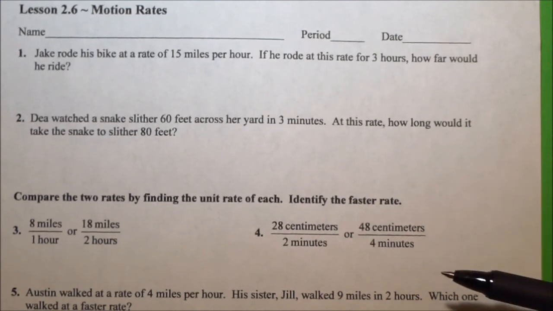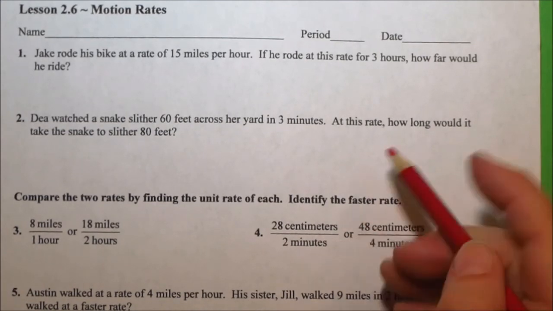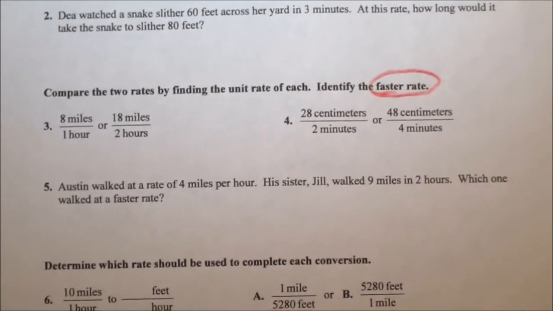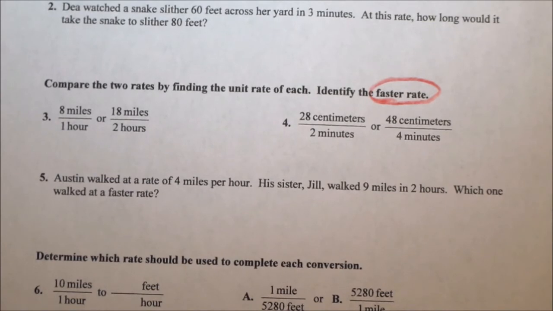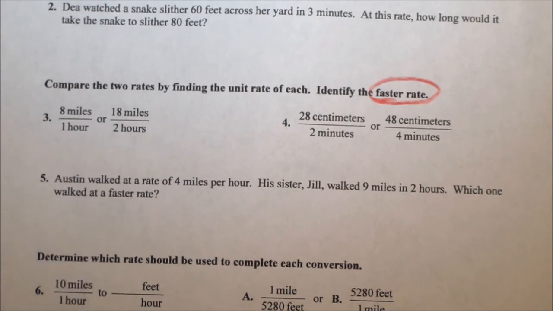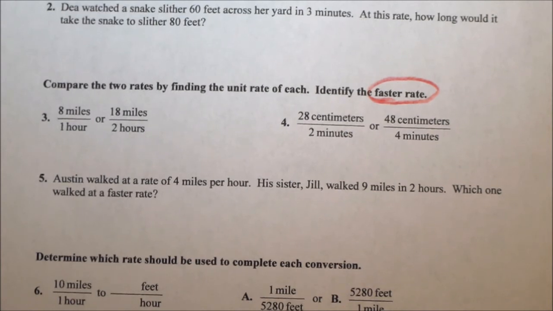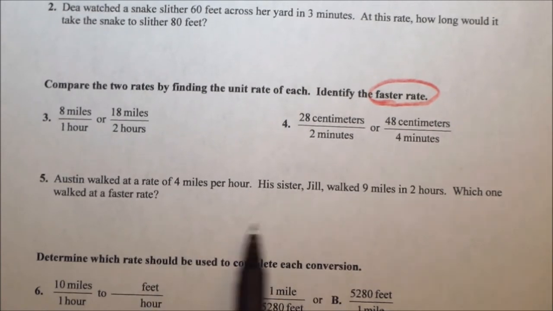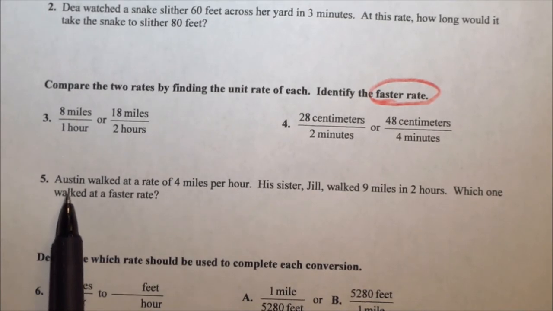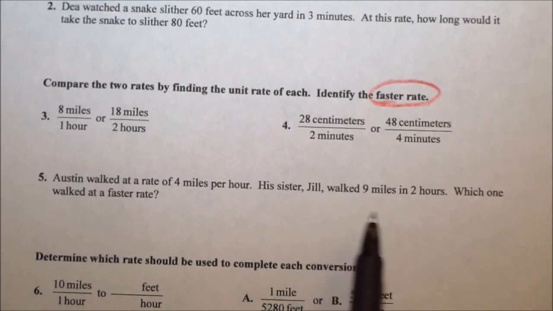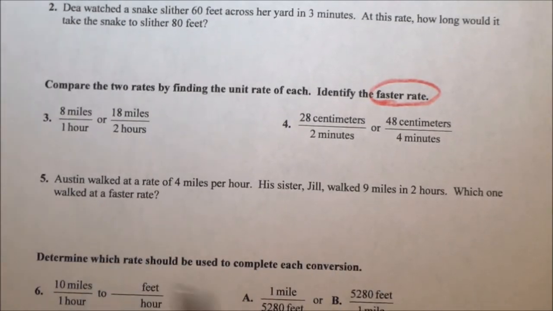On these two, let's make sure you're sure of what it is they're asking you. They're asking you to figure out what's the faster rate. So you're comparing rates, which means you need unit rates. Sometimes it's already a unit rate. That makes it easier for you, but they must both be unit rates in order for you to compare them and figure out which one is faster. Same thing is happening here. You're going to set up a rate and convert it to a unit rate for Austin, and a rate, convert it to a unit rate for Jill, and figure out which one is faster.